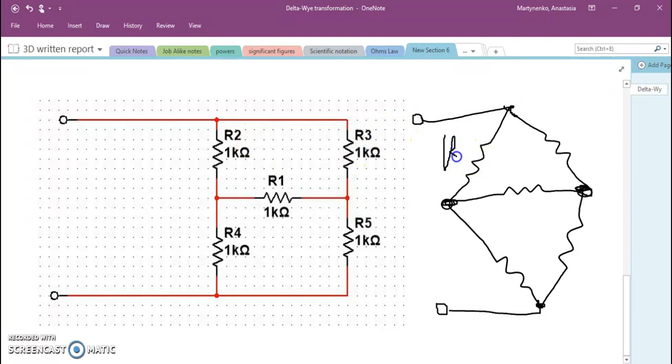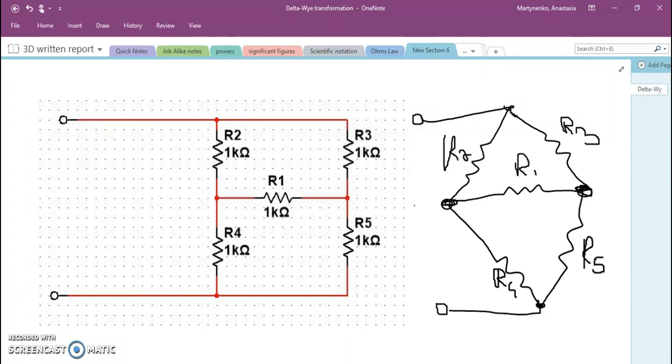So this is still R2. This one is R3. And R1 is still the one in between, right? So this one is R4. And this one is R5. Well, here's the deal. We don't have a starting point for this circuit except one thing, the delta Y transformation.